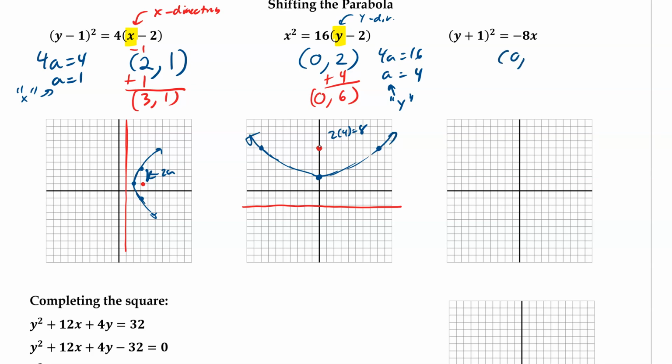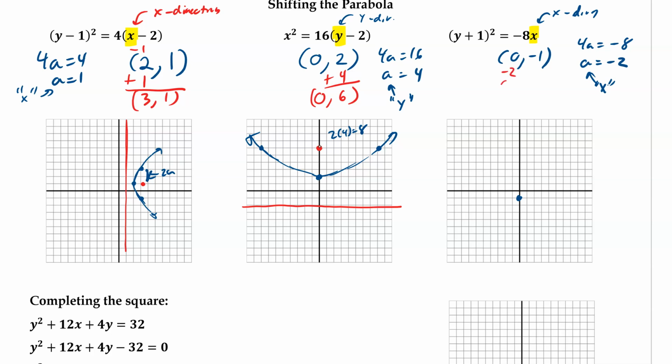All right, let's try another one. So here it would be 0, -1. Right? And this one again is about who? It's the x. So this will open in the x direction. So 4a equals -8. A equals -2. And this one belongs to x. So again, we plot 0, -1. And our a goes in the x direction.